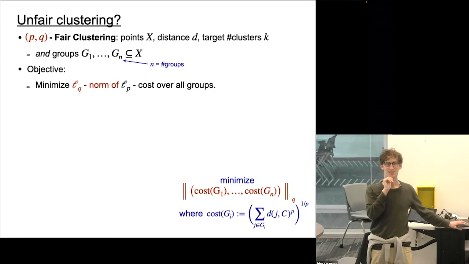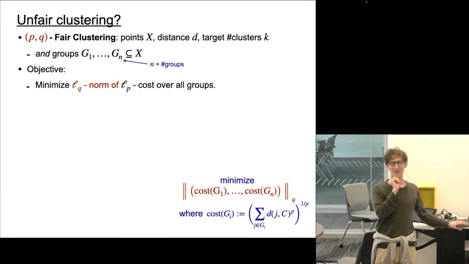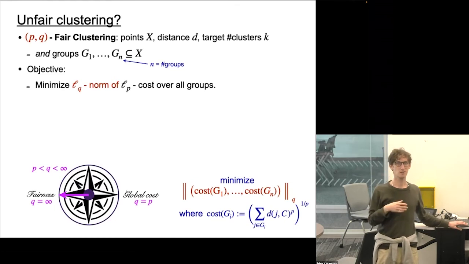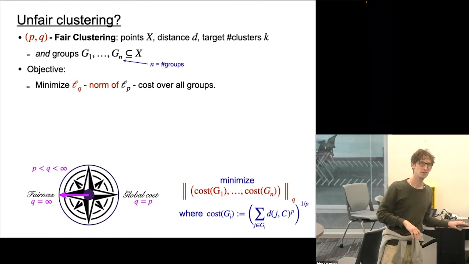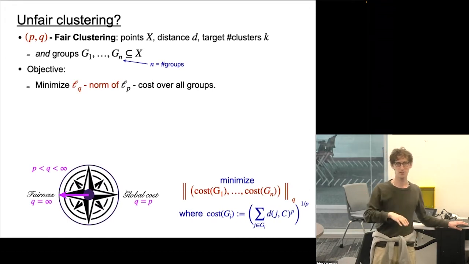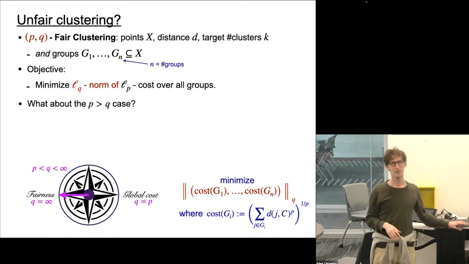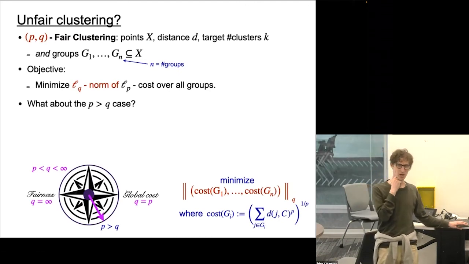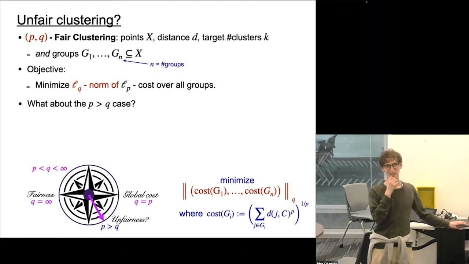Okay. So just a couple of words on the question from before: what is the relationship between P and Q? We said, well, that kind of motivated it: Q equals infinity is like fair clustering, and Q equals P is like globally good clustering, right? So I guess if P is greater than Q, then this is unfair clustering, unfair beyond the point of global optimality.